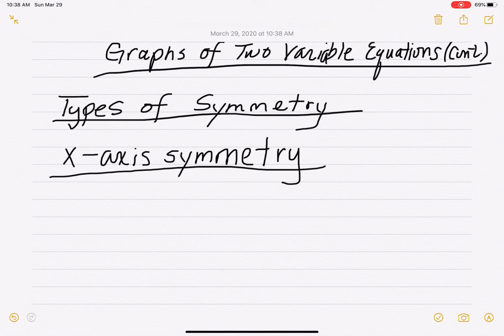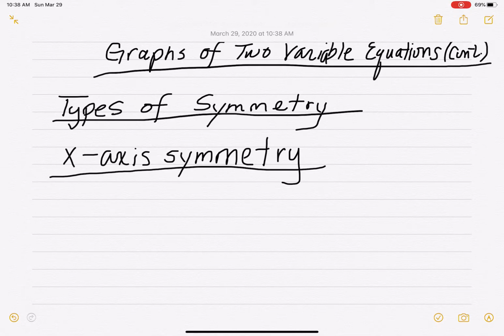So in this series on graphs of two variable equations, we've been analyzing graphs. We've talked about x-intercepts and y-intercepts and how to find those analytically. We want to introduce the concept of symmetry. Symmetry is when you have a mirror image about a certain axis. We have basically three types of symmetry we're going to introduce.